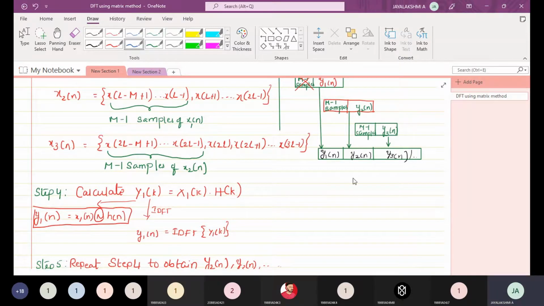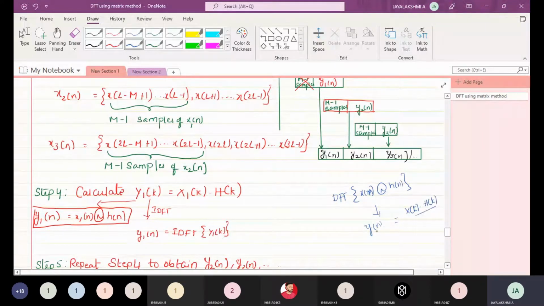So already we know that the discrete Fourier transform of the circular convolution between x of n and h of n, which we call y of n, is nothing but the multiplication of the frequency domains of the two time domain sequences. So y of k is the multiplication of the frequency domain signals. This is the formula we are using generally.